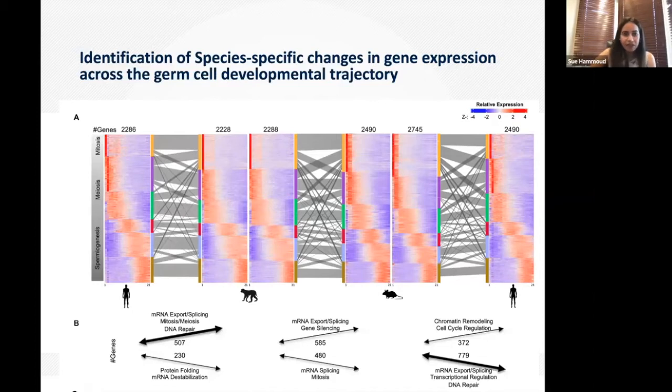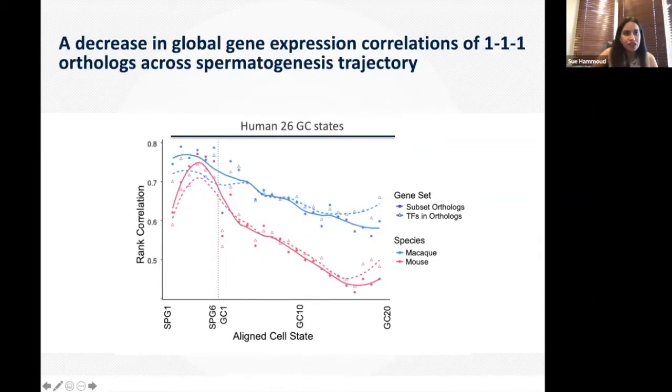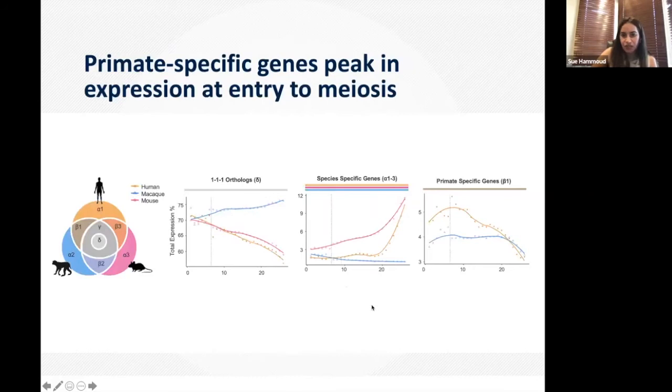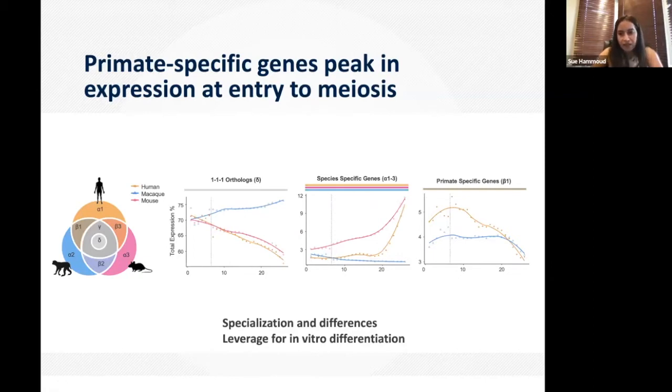The next thing we wanted to compare are the global correlations across the differentiation trajectory, using the human as a reference. What we find is that the correlations in the spermatogonial stem cell populations tend to be much higher when comparing human spermatogonia to mouse and monkeys. However, the global gene expression correlations using one-to-one orthologs actually decrease during the differentiation trajectory. And consistent with this decrease in correlation, you have an increase in species-specific gene expression that you're observing here. This tells us there is specialization and differences in the differentiation program that we need to learn in order to understand what the molecular regulators of these different pathways are that are going to be important to turn on and off during in vitro gametogenesis for each of the different species.